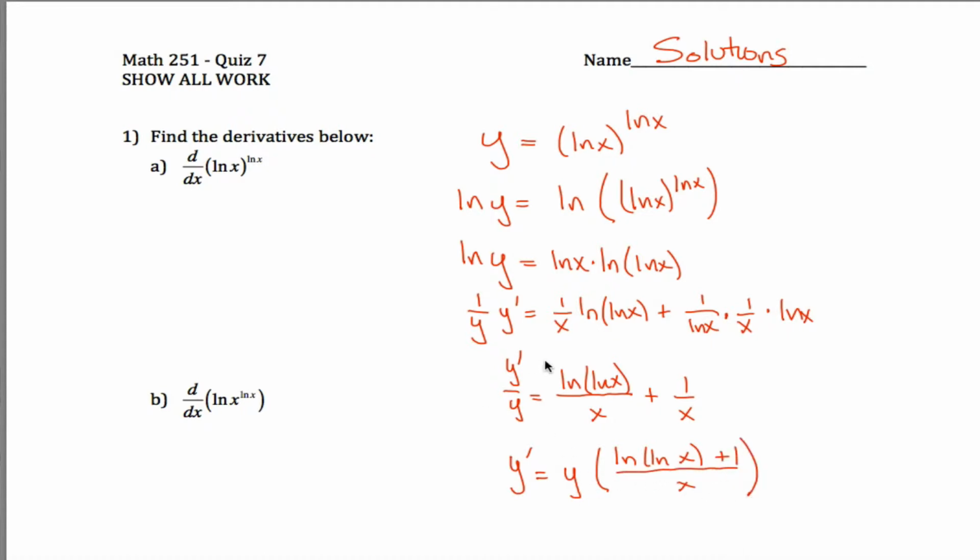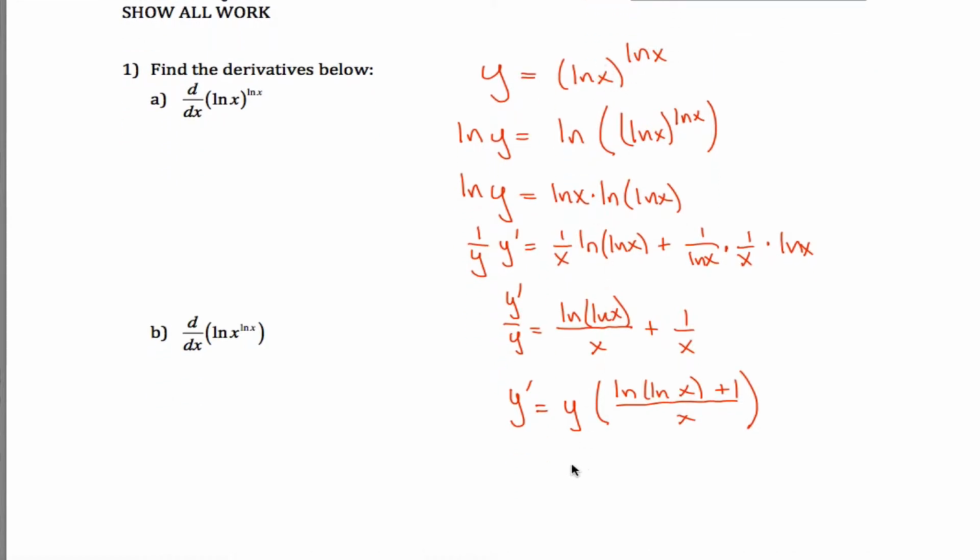But I don't want to leave a y in my answer because y is something I invented. It's this thing right here. So I would get that y prime is equal to, instead of y, I could write the natural log of x raised up to the natural log of x power times the natural log of the natural log of x plus 1 divided by x. And yes, I know that's a mess.